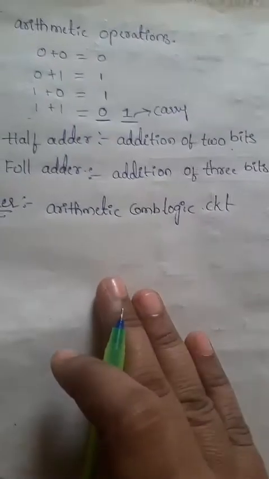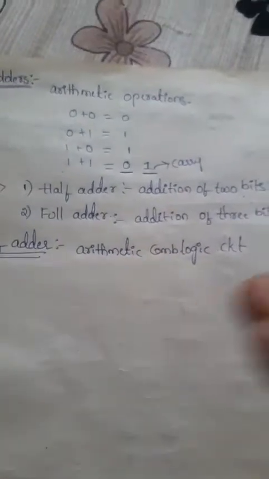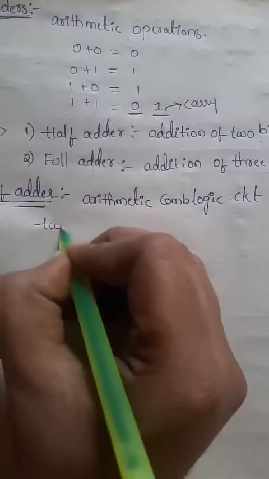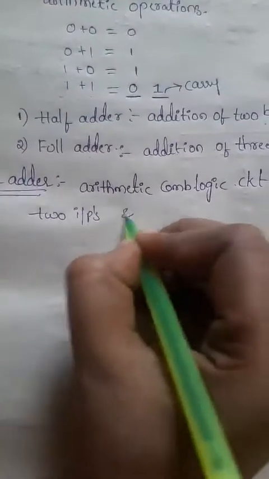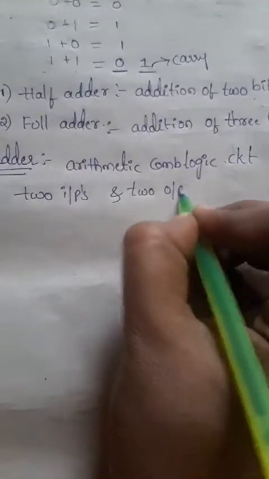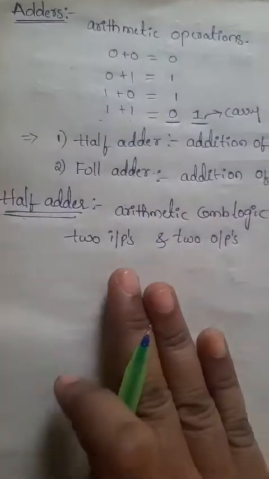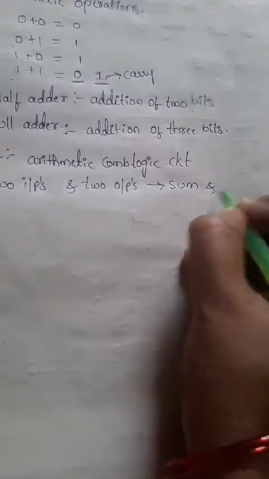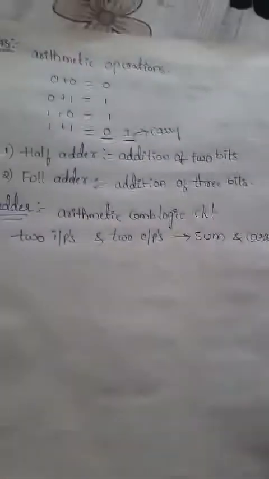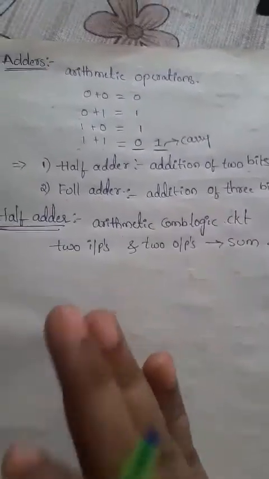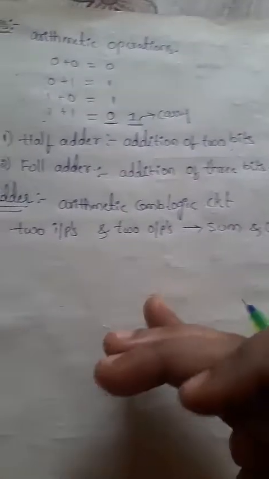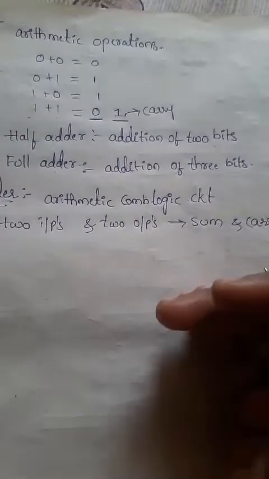For a half adder you have 2 inputs and 2 outputs. How many inputs will it have? It consists of totally 2 inputs and 2 outputs, and the 2 outputs are generally called sum and carry. So a half adder consists of 2 inputs and generates 2 outputs, sum and carry.